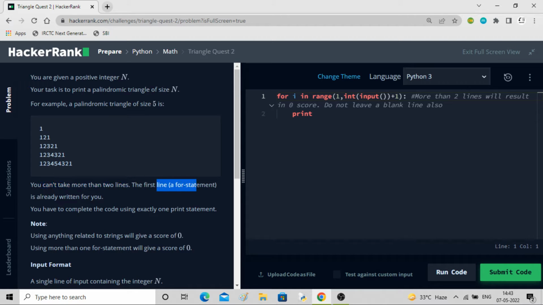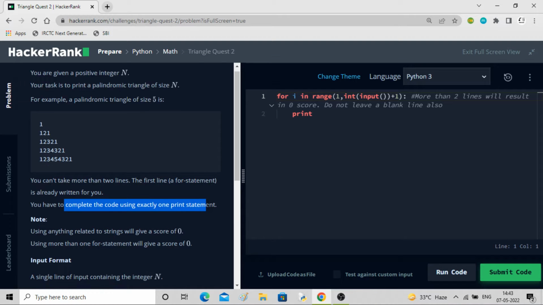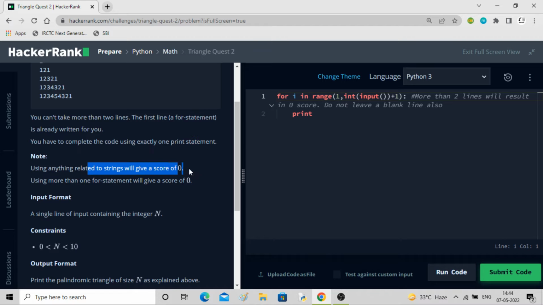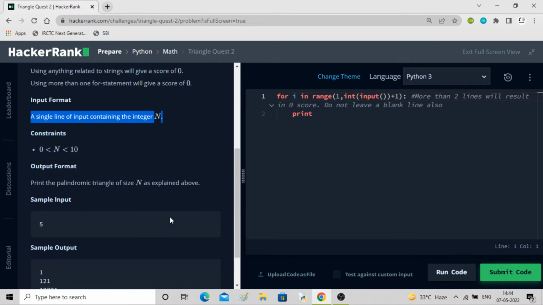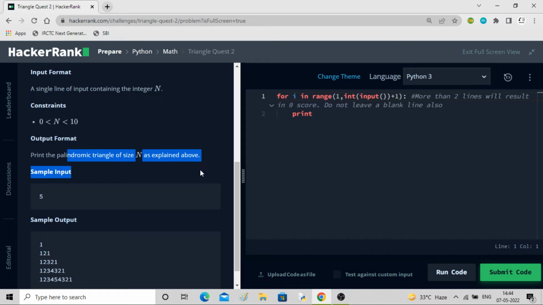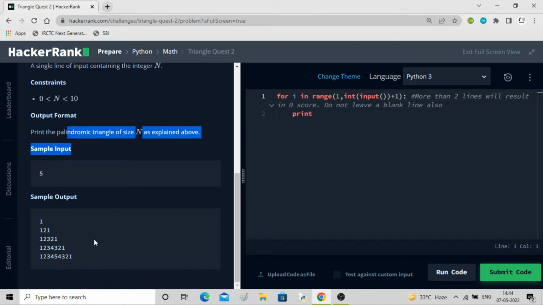You can't take more than 2 lines. The first line of the statement is already written for us, and we have to write the print statement, and using anything related to strings is not allowed. And similarly, more than one for loop will give you 0 score. Okay, so the value of N is this, the range is this, and you have the example here.